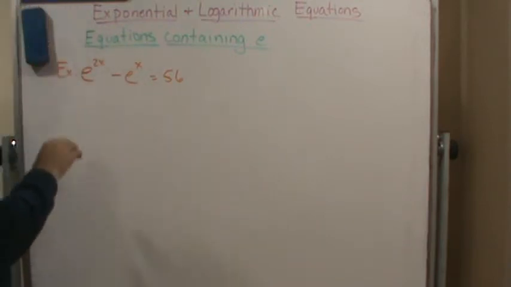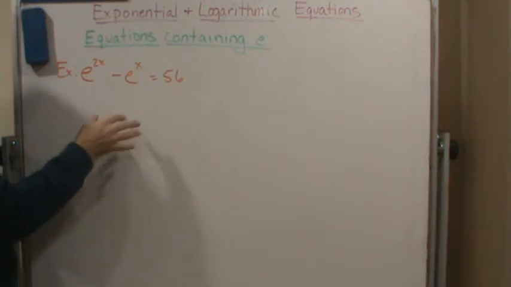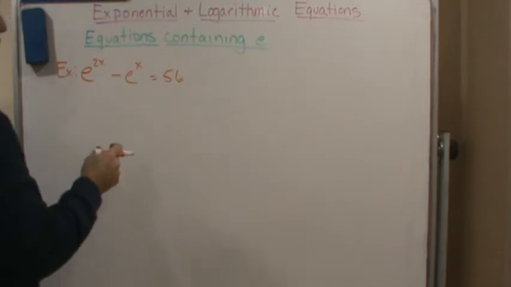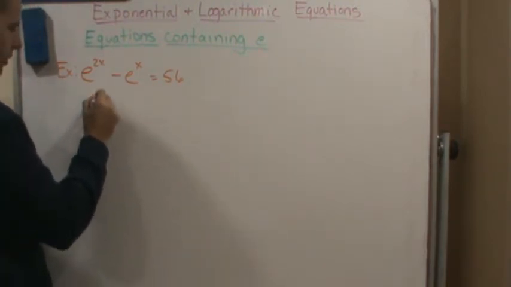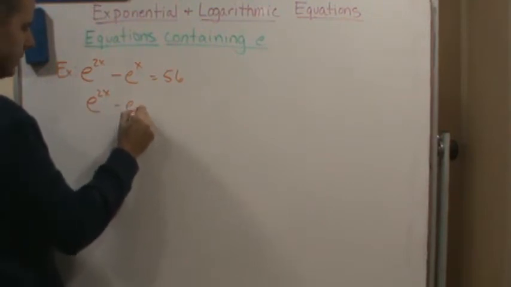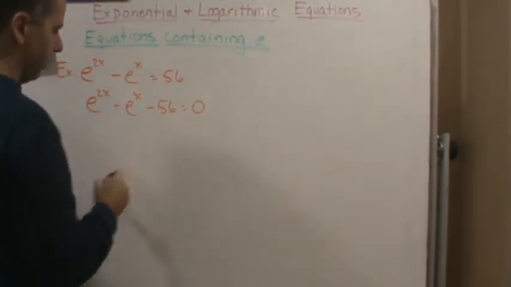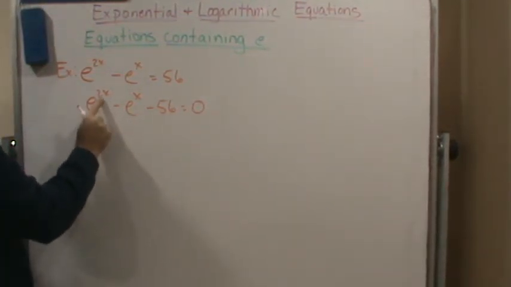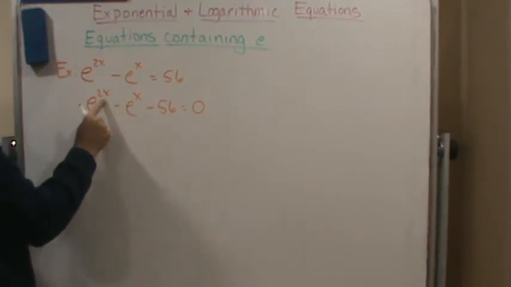So there's two ways. If you see how to handle this and you can factor it, that's fine. Some people can't. So the first thing I would do is pull the 56 over and write it this way: e to the 2x minus e to the x minus 56 equals 0. And so now I notice that it's quadratic in form because this is 2x and this is x. This exponent is half of this one.